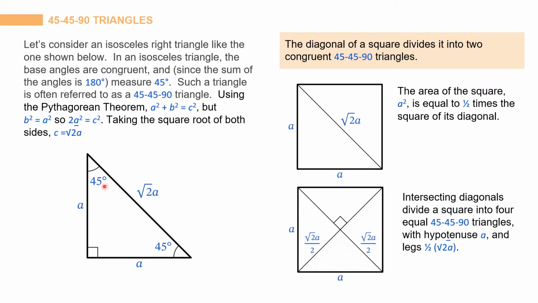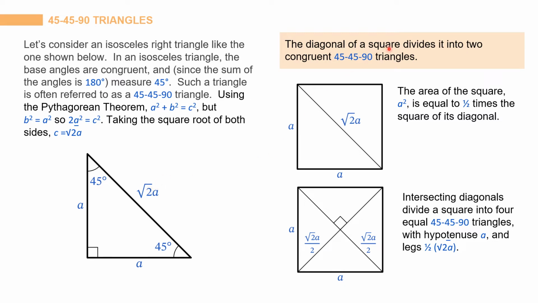We also, by the way, know this has to be 45 degrees because the sum of the angles is 180 degrees. We have a right angle, 90. The remaining two angles have to sum to 90, but they're equal, so each is 45. Using the Pythagorean theorem, a squared plus b squared equals c squared, but b squared equals a squared. So 2a squared is equal to c squared. When we take the square root of both sides, it's easy to see that c is equal to the square root of 2 times a, as shown here.